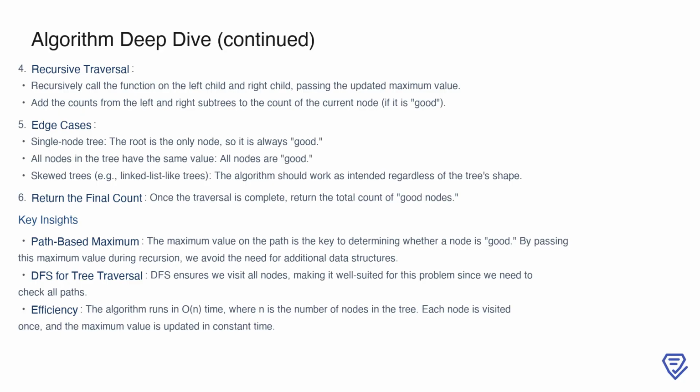The key insight here is that the maximum value along the path is what determines whether a node is good. By passing this maximum value during recursion, we avoid the need for additional data structures. The algorithm is efficient, with a time complexity of O(n), where n is the number of nodes in the tree. Each node is visited exactly once, and the maximum value is updated in constant time.